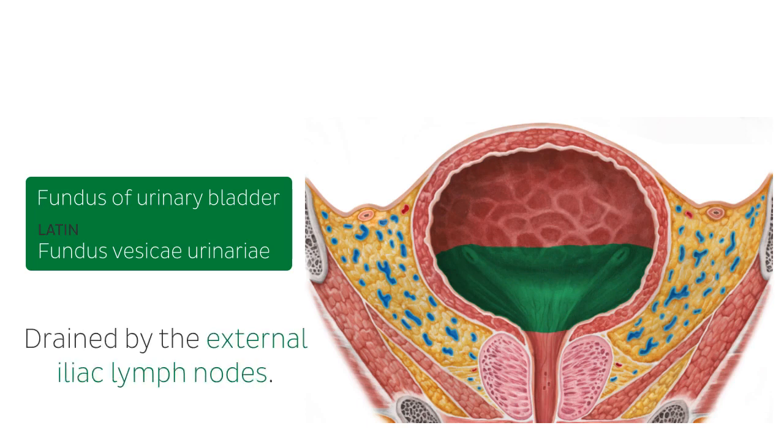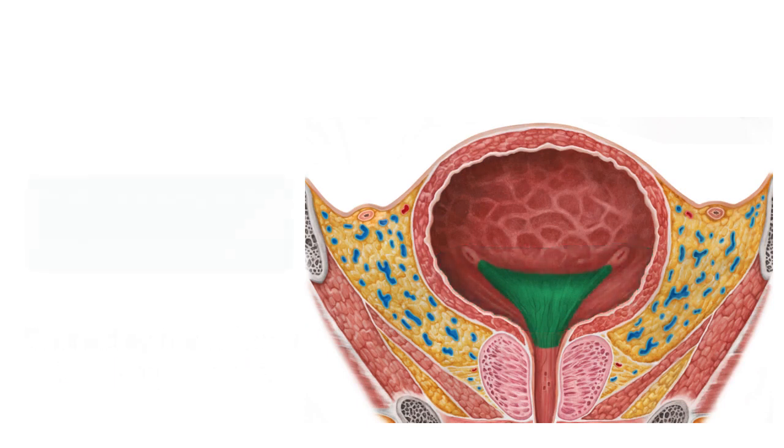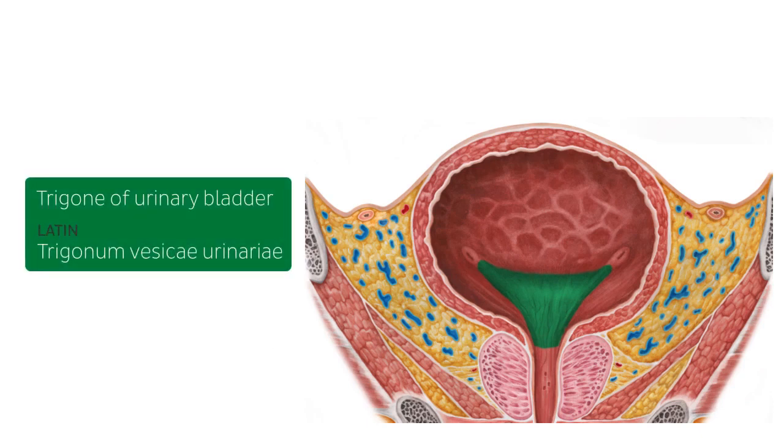Next, we're going to be highlighting this structure, which I just mentioned before, the trigone of the urinary bladder. This is a smooth, triangular part of the urinary bladder. As you can see in this illustration, the mucosal lining of the trigone is smooth and firmly attached to the underlying wall of the bladder, unlike elsewhere in the bladder where the mucosa is folded and loosely attached to the wall.